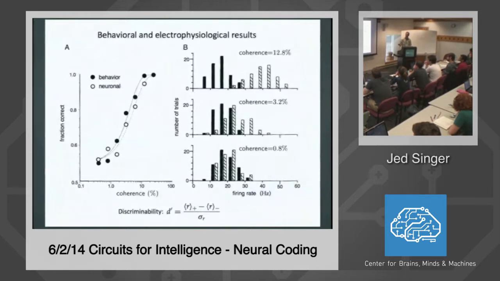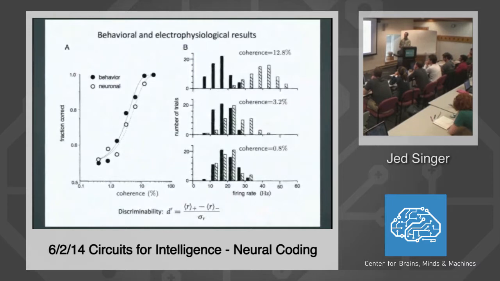And you can see with 12.8% coherence, these two distributions overlap almost not at all. When coherence drops to 3.2%, the two distributions, firing rate in response to anti-preferred direction versus firing rate in response to preferred direction, overlap a fair amount, and at a 0.8% coherence, they overlap almost entirely.